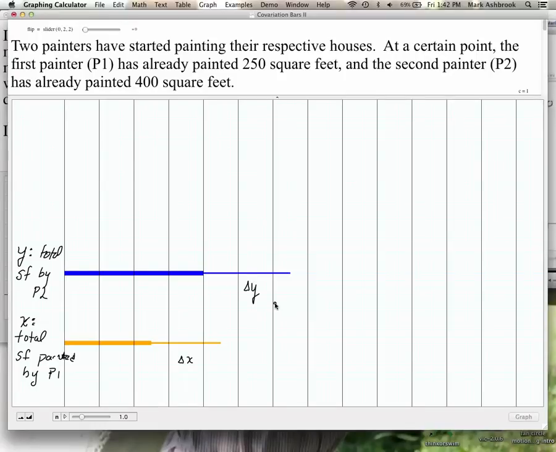Does the total amount painted by painter 2 maintain a relative size to the total amount painted by painter 1? Yes or no? I'm hearing yeses, I'm hearing no's. We want convincing mathematical proof. Either yes or no. Does the total amount painted by painter 2 maintain a relative size with the total amount painted by painter 1?